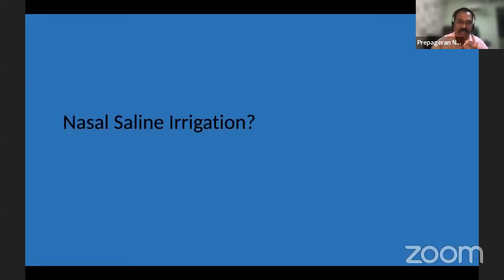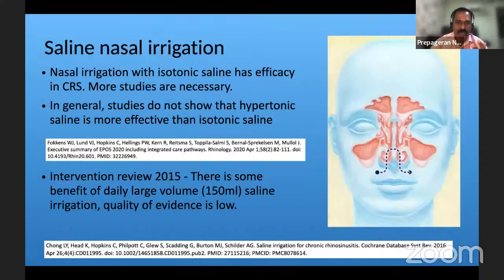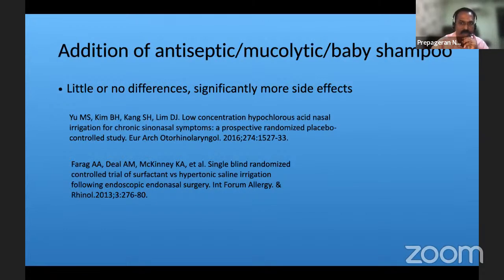How about nasal saline irrigation? The evidence shows that nasal irrigation with isotonic saline is effective in CRS. However, there is no evidence to show that hypertonic saline is more effective than isotonic saline. There is some low evidence that a large volume, 150 ml saline irrigation, has got some benefit as well.